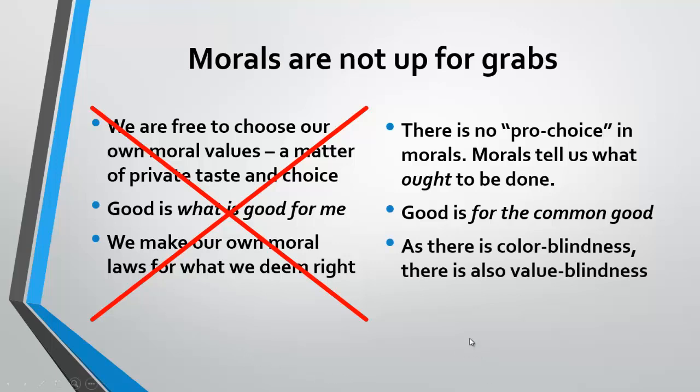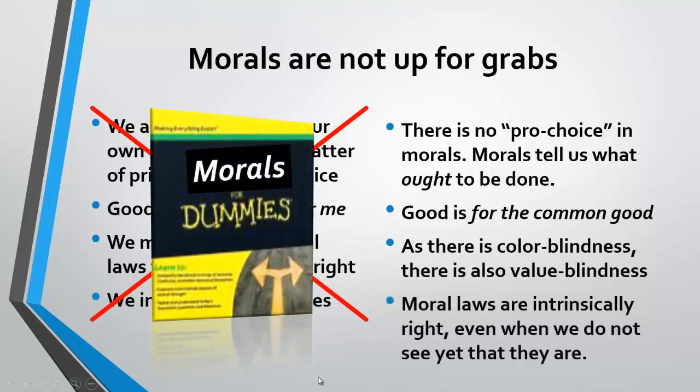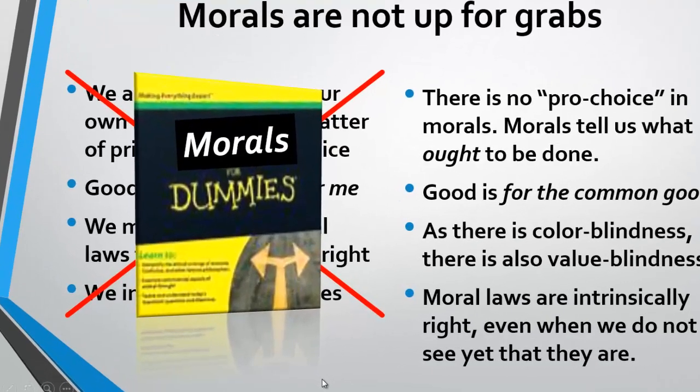Just as there is color blindness, there is also value blindness. Certain people don't see the values. We don't invent our own values. Moral laws are intrinsically right, even when we do not see yet that they are.